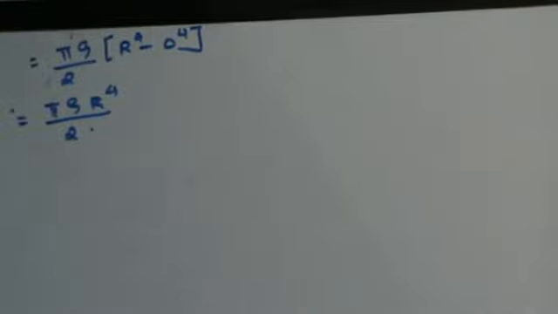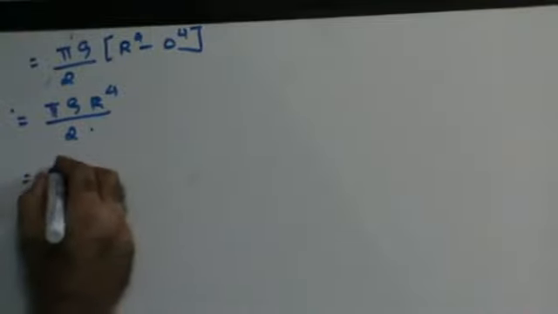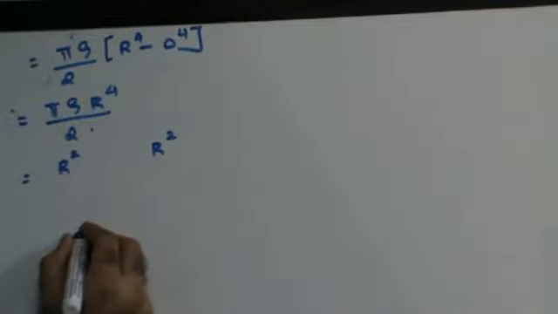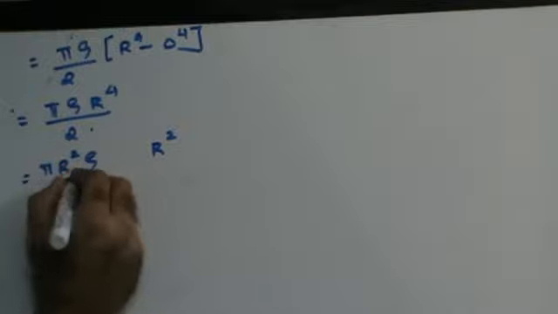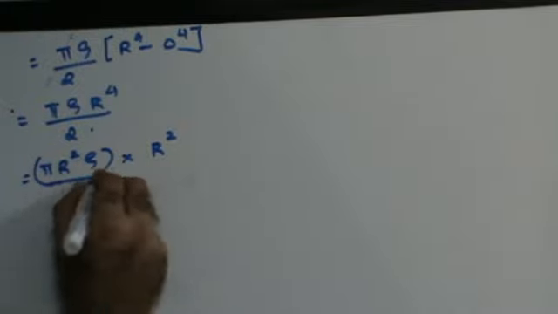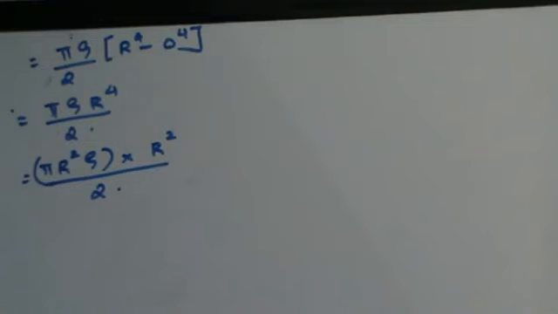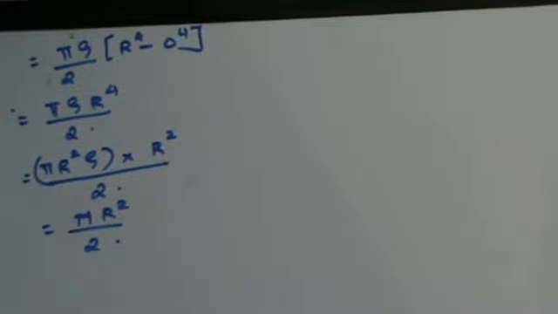Now, r raised to 4 can be written as r square into r square, pi rho upon 2. But pi r square rho is nothing but the mass of the disc. So this is nothing but mr square divided by 2. Thus the moment of inertia of the disc about an axis passing through the center and perpendicular to the disc is mr square divided by 2.